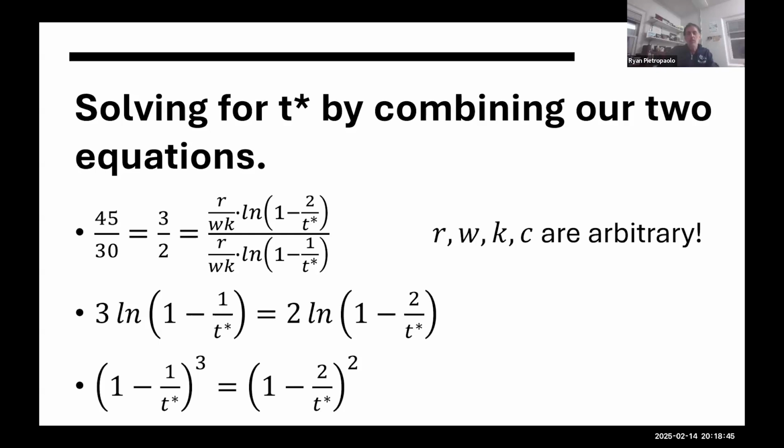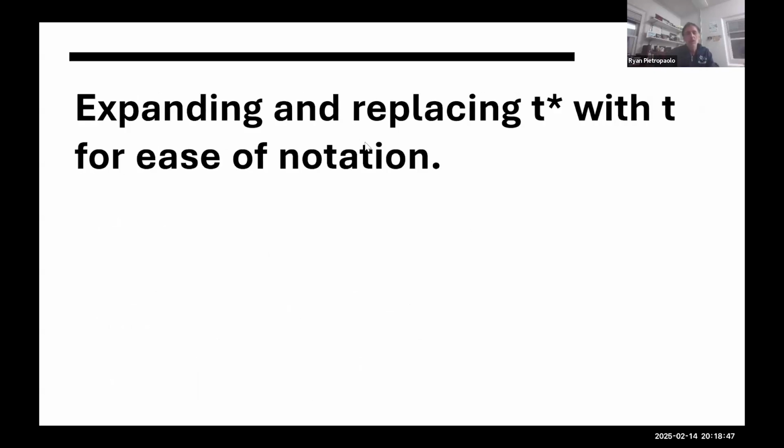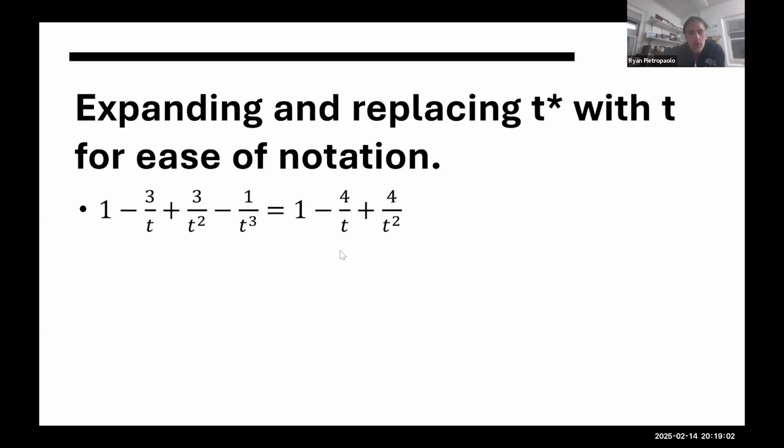All right, so let's go ahead and expand this. We're going to get rid of that T star just for now, for ease of notation. You've got to remember when you see T here, that's really T star, but it gets messy with all those exponents. So I cubed the left-hand side, I squared the right-hand side. And now I'm going to combine this thing. Well, let's see, the 1's cancel off, and then I'm going to multiply both sides by T cubed.